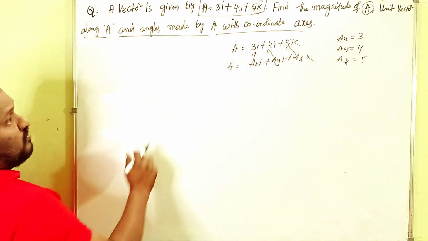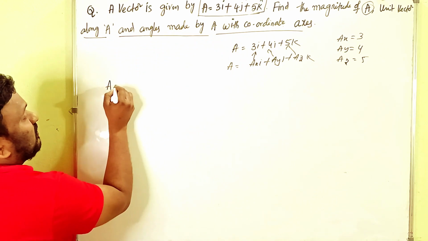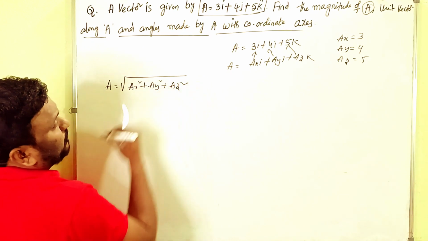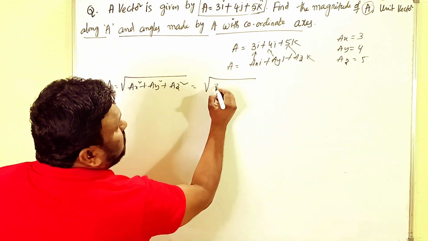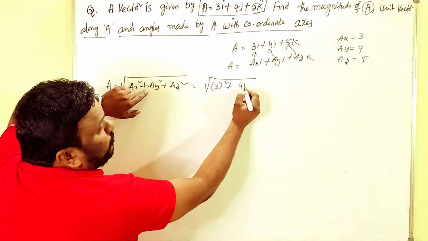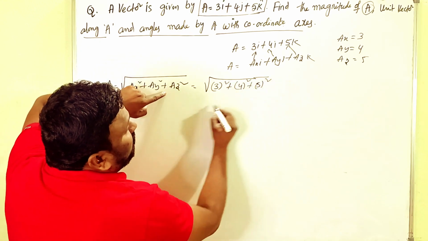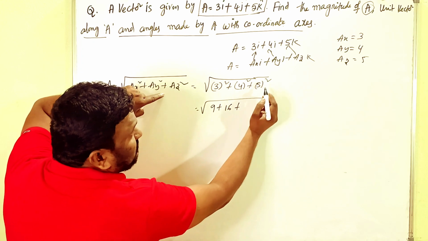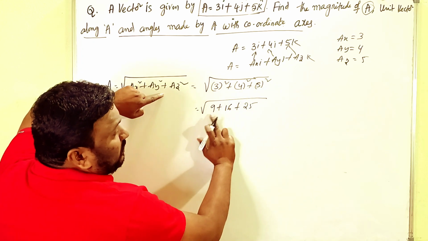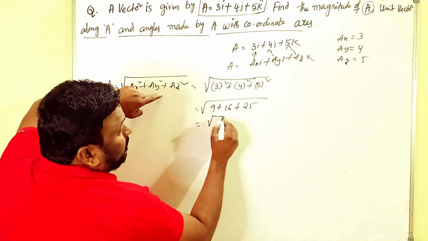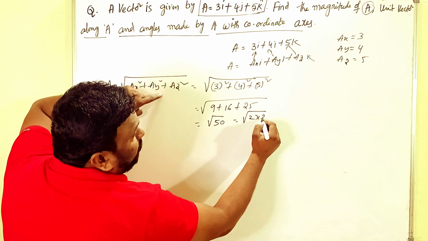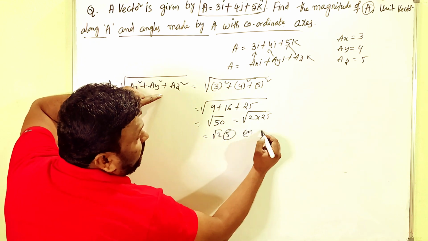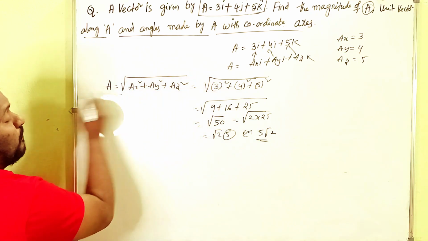Clear? The first thing you want is to find the magnitude of A. The formula for magnitude of A is under root of Ax squared plus Ay squared plus Az squared. Then you write under root of 3 squared, Ax, plus 4 squared, Ay, plus 5 squared, Az. Then you get 9 plus 16 plus 25. 9 plus 16 is 25, 25 plus 25 is 50. So this can be written as root of 25 into 2, which is 5 root 2. This is the magnitude of the vector.